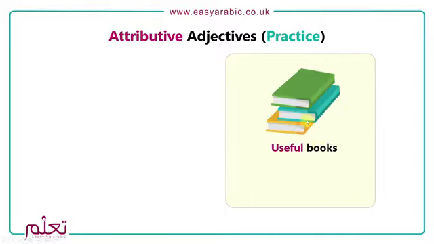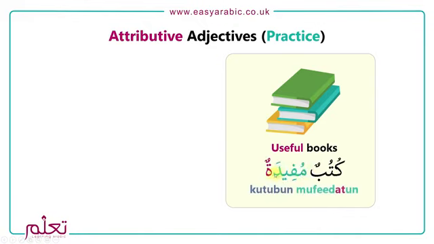Okay, a few more. So we've got useful books. So we said book is kitab and books is kutub. So it's kutubun. And useful was mufid. And again, so we say kutubun mufidatun because this is a non-human. So we use this feminine singular. Yeah, kutubun mufidatun.